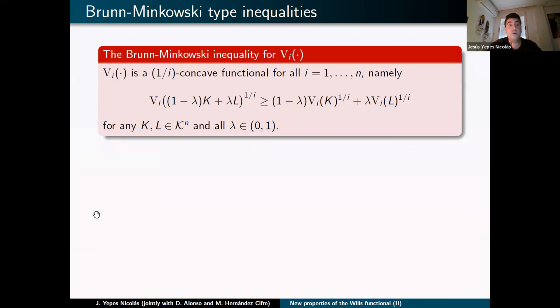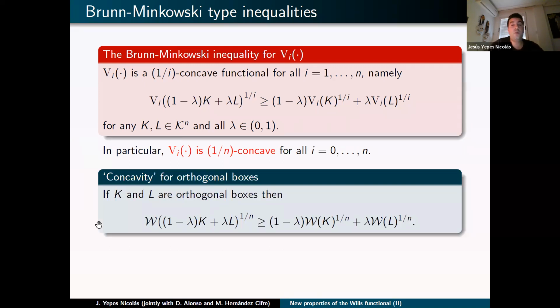Before presenting our result, let me recall very briefly the well-known Brunn-Minkowski inequality. This result says the following in terms of the ith intrinsic volume: the ith intrinsic volume is 1 over i concave when dealing with convex bodies. This means that the ith intrinsic volume of every convex combination to the power 1 over i is bigger than the convex combination of the intrinsic volumes of these bodies to the same power. So in particular, all the intrinsic volumes are 1 over n concave, as the volume.